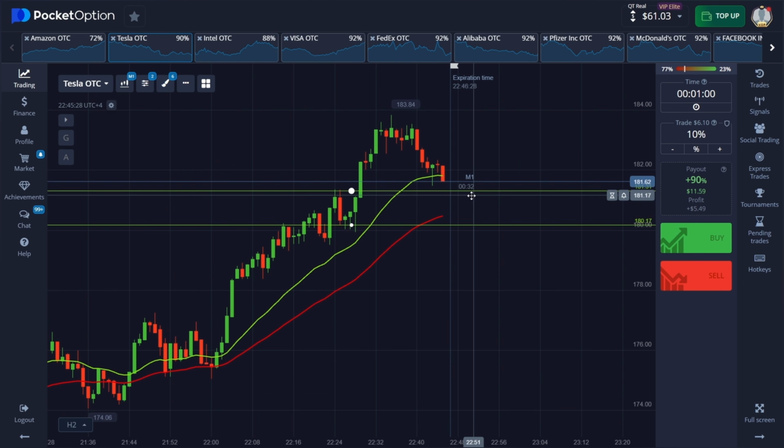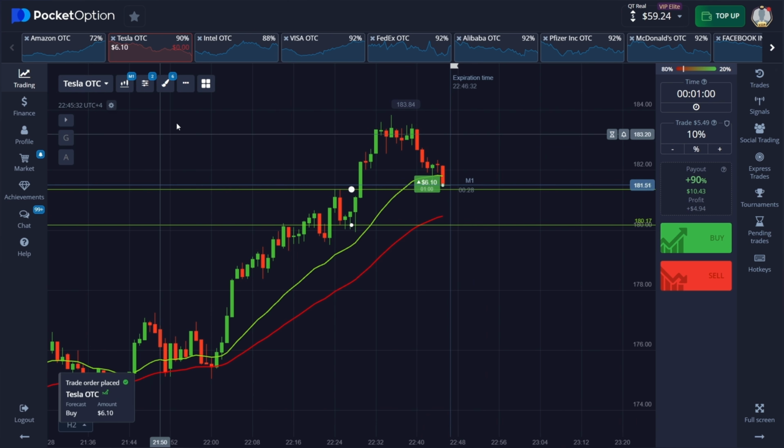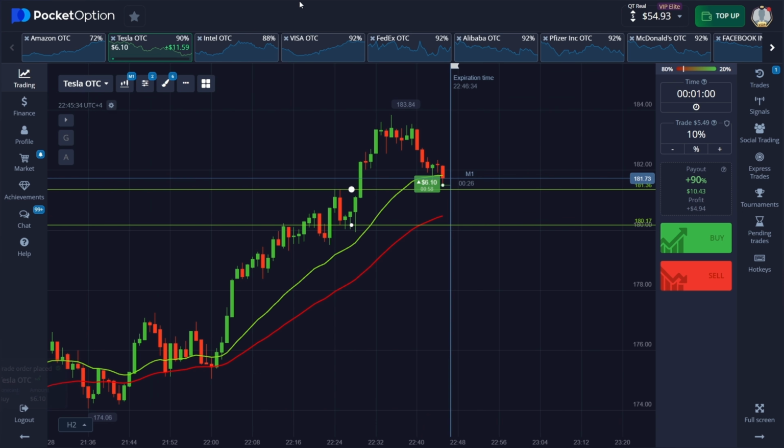Here it looks like a good trade on Tesla OTC. If this candle gives us entry, then we can try. I placed a trade for the upside move on Tesla OTC based on this support level and the moving average. The trade is currently going in our favor.